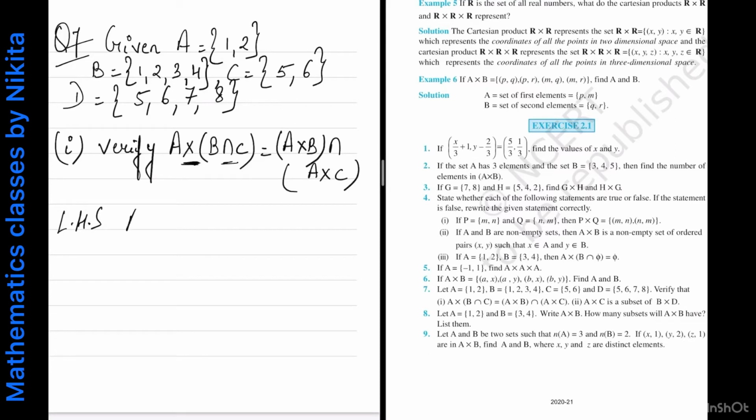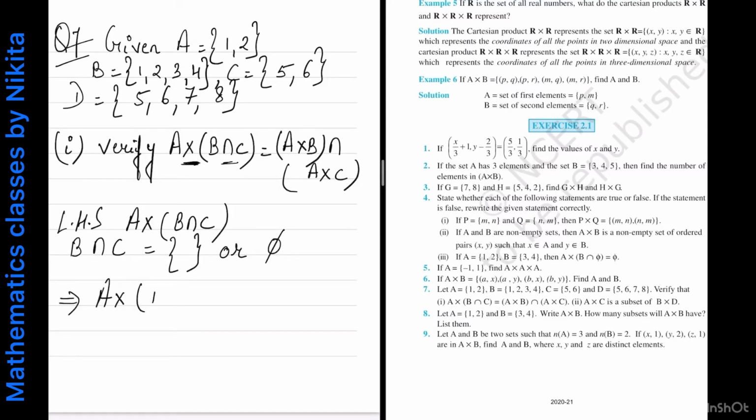So let's find what is A cross (B intersection C). For this, first we will find B intersection C. B intersection C means the common elements in B and C, and you can see that the common elements are nothing. So it's an empty set, and I can just write capital Phi. Now I told you that in the Cartesian product, if at least one of the sets is an empty set, then the Cartesian product is also empty. Therefore A cross (B intersection C) is equal to Phi.